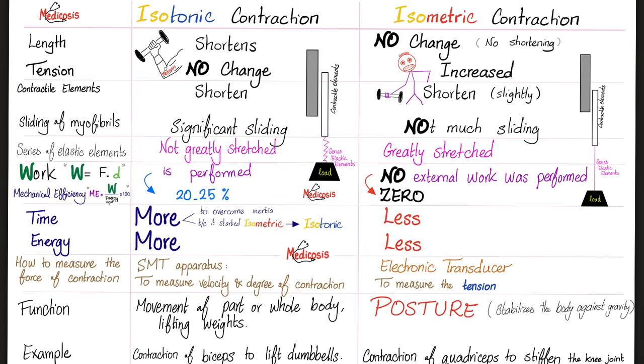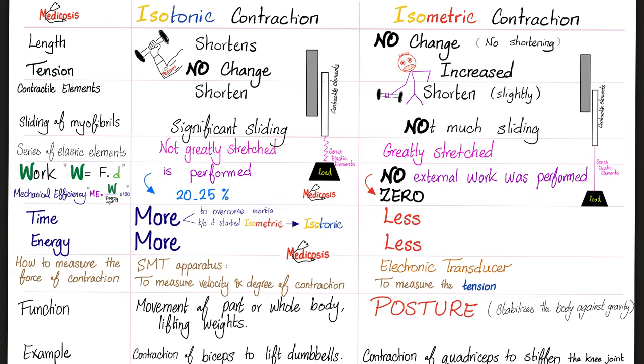Isotonic versus isometric. Isotonic. Oh, the tone did not change. Okay, so the tension did not change. How about the length? The length has shortened. That's Medicosis' story. Isometric. The length did not change, but the tension increased.